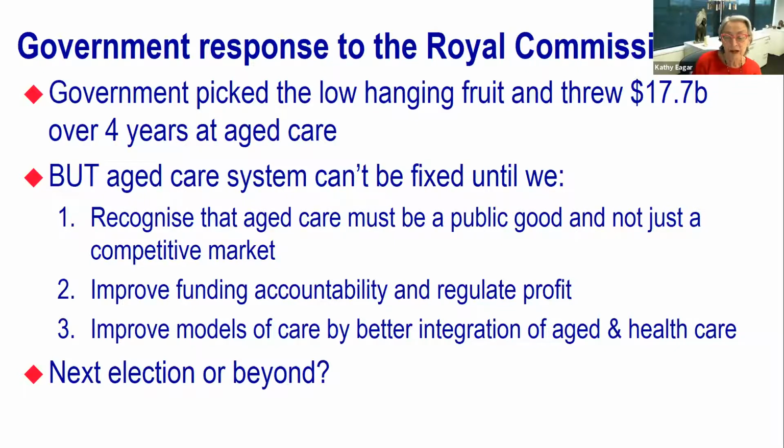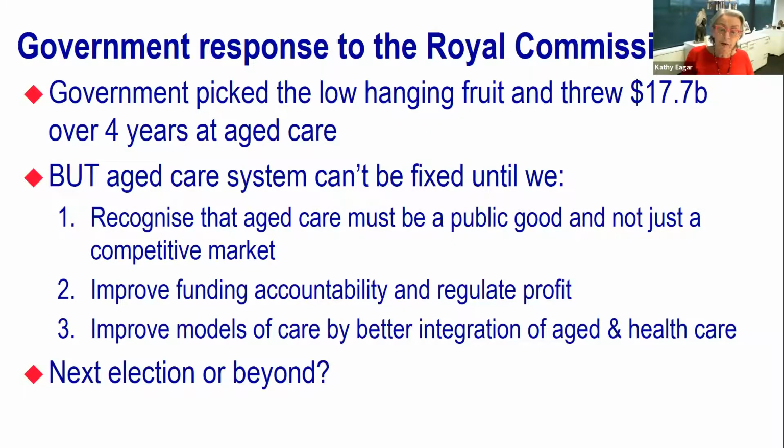that we can't fix aged care while we think that we're going to do that through a competitive market, without recognising that aged care actually has to be considered and regulated as a public good and not just a competitive market. The market has failed and it's going to continue to fail in aged care. The second, I think, is that you can't improve aged care until you improve funding, accountability and regulate profit. And the Royal Commission made a decision not to recommend the regulation of profit, a decision I strongly opposed and still do, and that let the government off the hook.